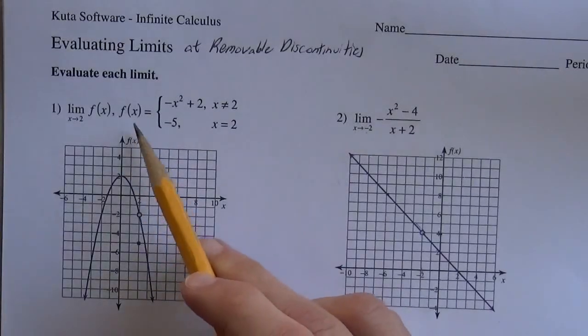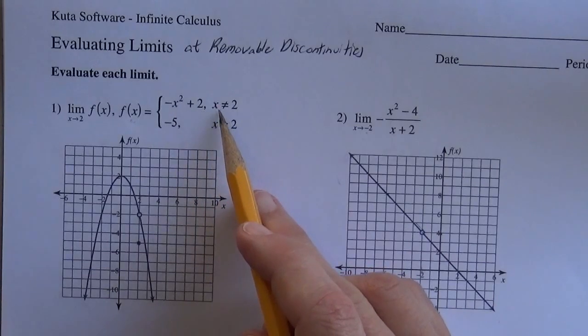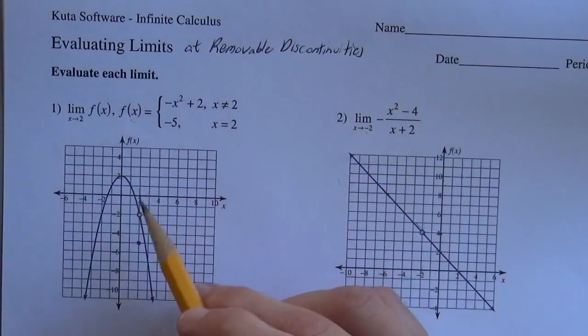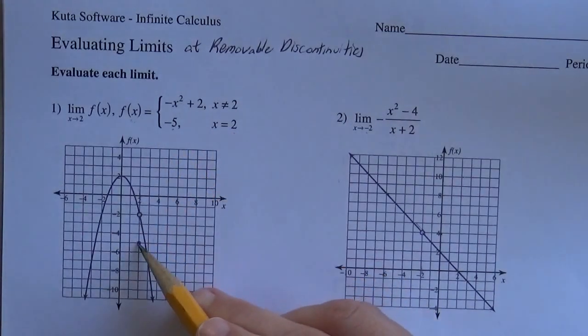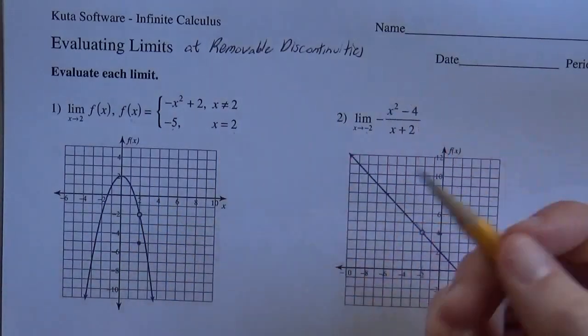So here we have this funky little piecewise function, and it says our function is going to be this parabola, except, hey, wait a second, no. When x is 2, we're not going to let it be that parabola. When x is 2, we're going to make this thing be -5 instead. Fine. So they graph it for us.